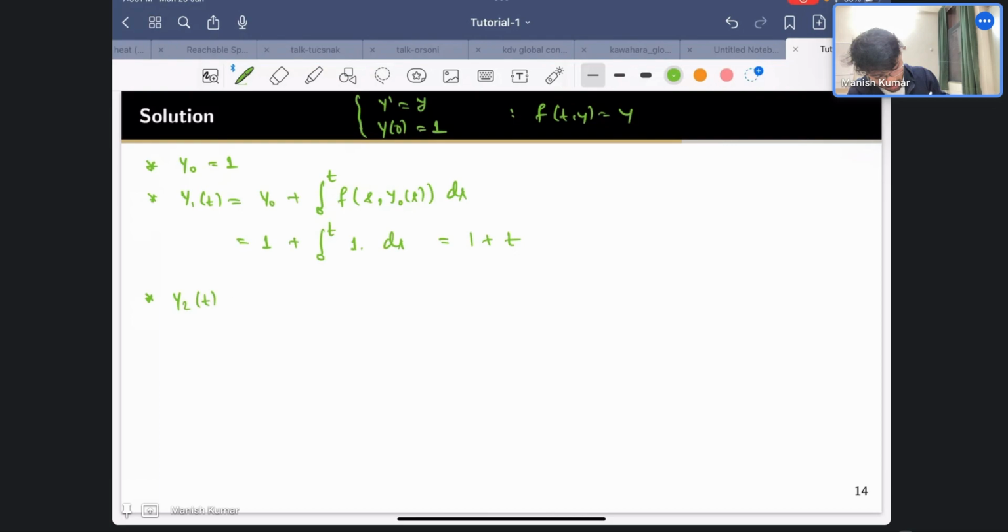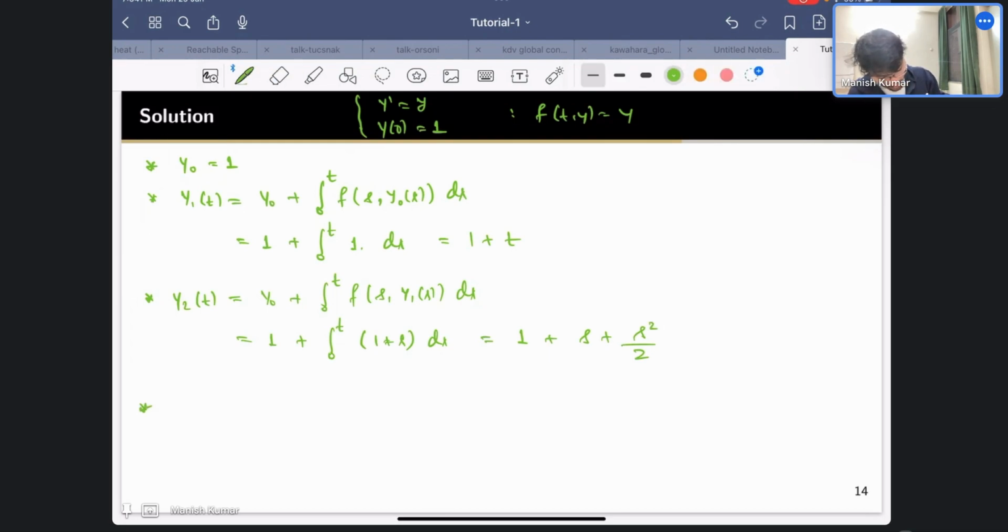Now let us try to see what is y2. y2 of t is again y0 plus the integral from 0 to t of f(s, y1(s)) ds. So this y0 is 1 plus the integral from 0 to t of f(s, y1(s)), which is y1(s), and y1(s) is 1 plus s. So this is (1 plus s) ds, which is 1 plus t plus t square by 2.